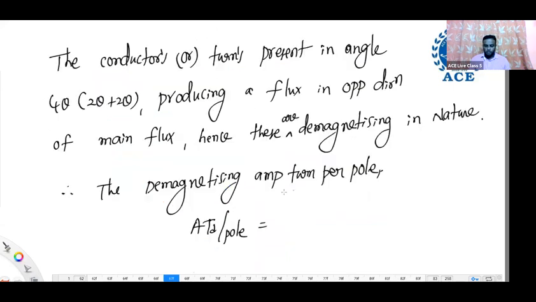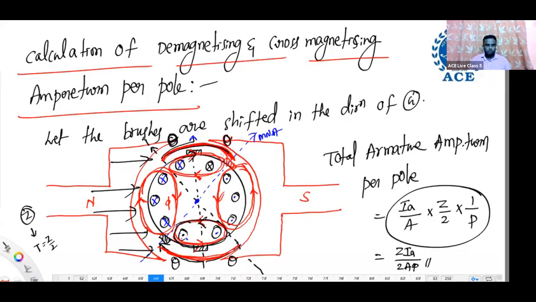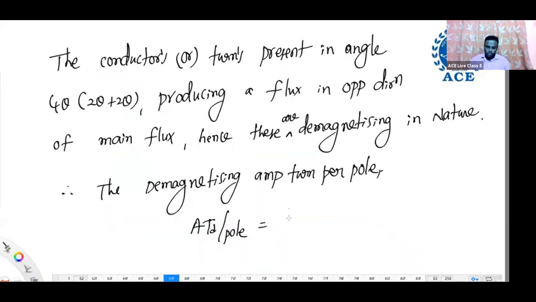Next, the demagnetizing ampere turn per pole. In total means 360 degrees. Total armature means 360. In the 360, how many turns cause demagnetizing? 4 theta angle. That means the demagnetizing ampere turns are 4 theta out of 360 degrees.